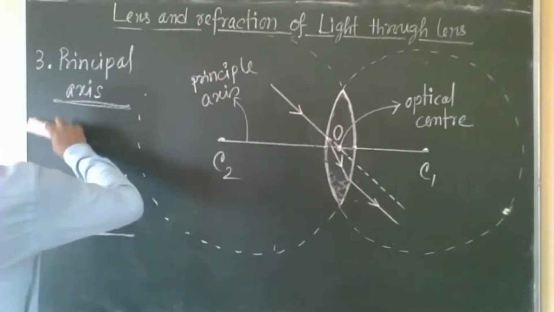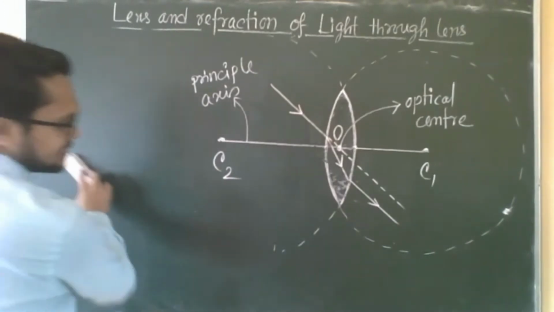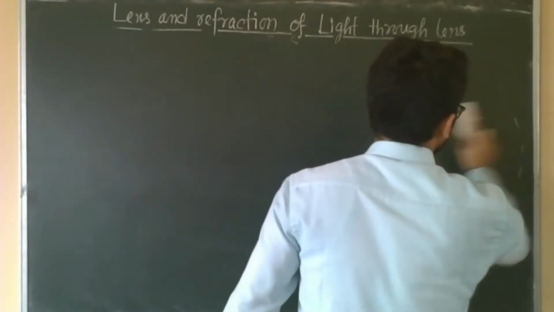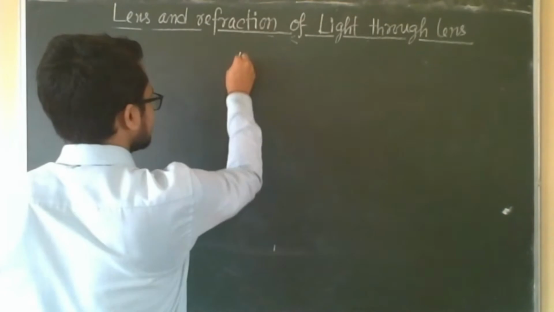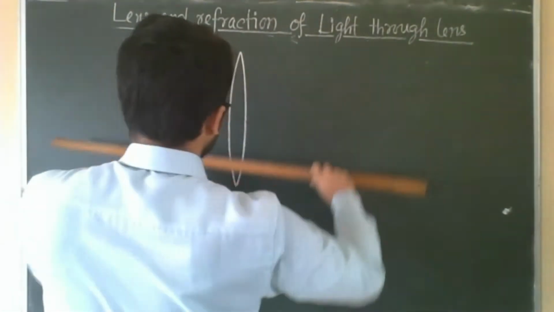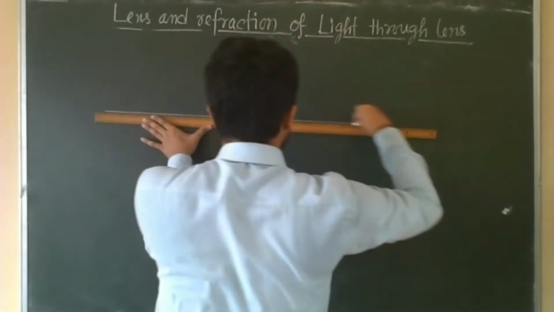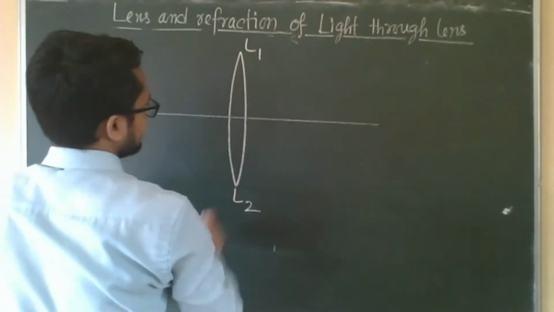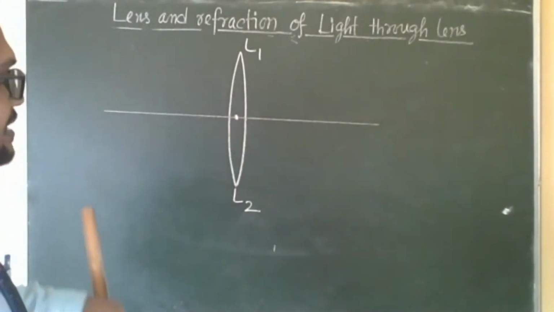But we will take all the lenses as thin lenses. For a thin lens, this is a lens, and this will be the principal axis, right? This is lens L1, L2, principal axis. The optical center will lie on the principal axis inside the lens.